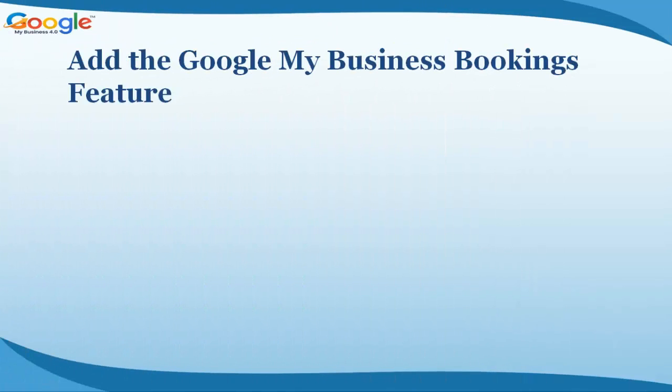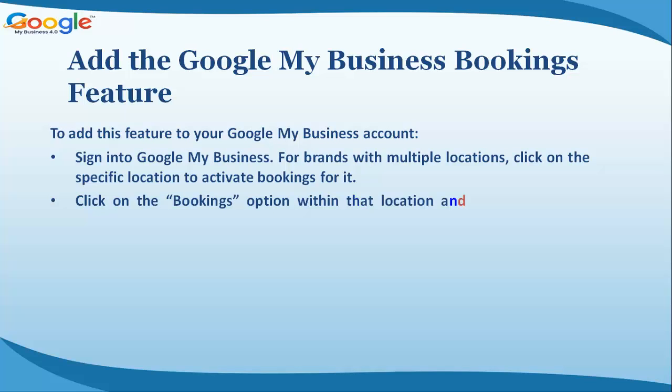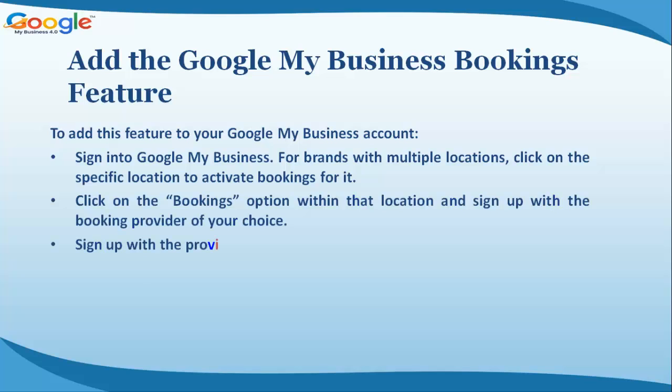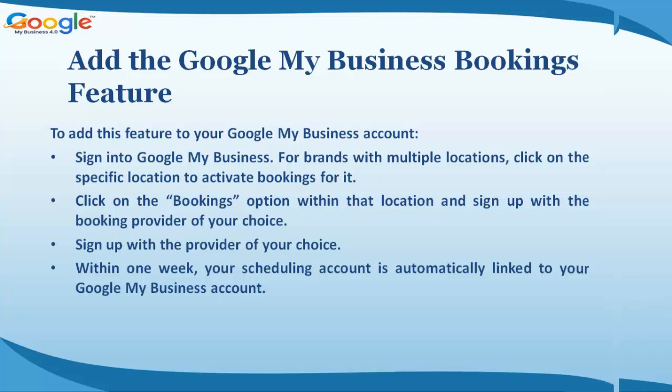To add this feature to your Google My Business account, sign in to Google My Business. For brands with multiple locations, click on the specific location to activate bookings for it. Click on the Bookings option within that location and sign up with the booking provider of your choice. Within 1 week, your scheduling account is automatically linked to your Google My Business account.